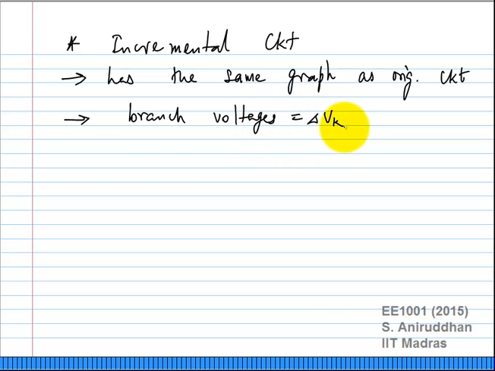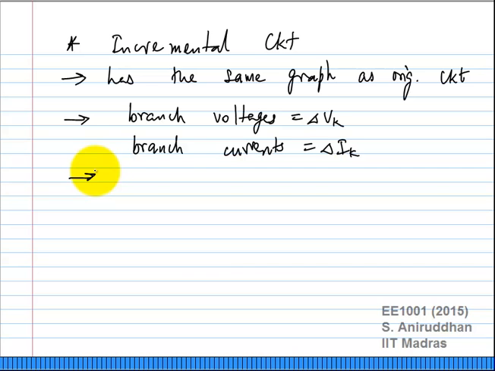Okay, and branch currents are delta Ik. What else?